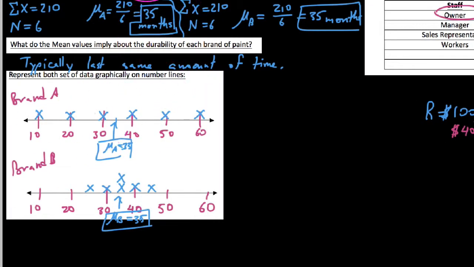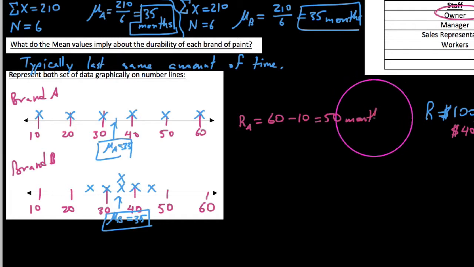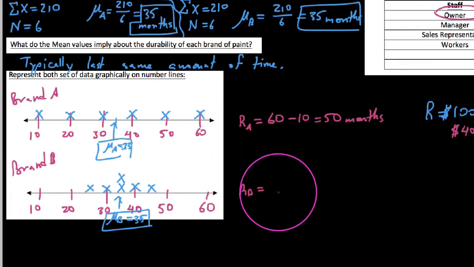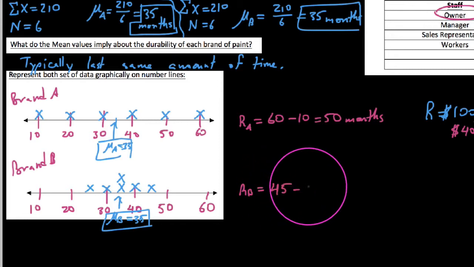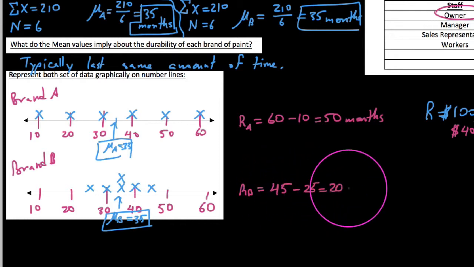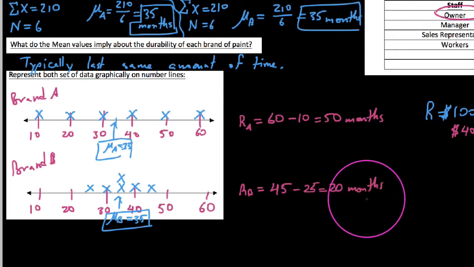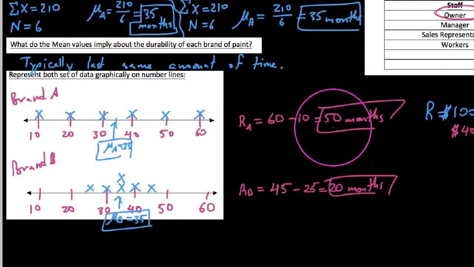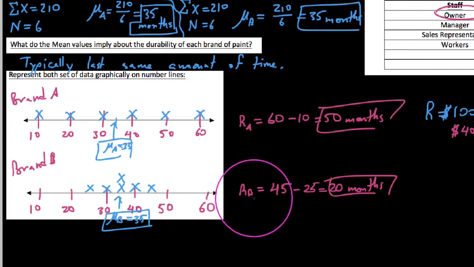So if we were to calculate the range for brand A, let's go ahead and do this here. The range for brand A would have been 60 minus 10, 50, and this is 50 months. We should always label this. And the range for brand B obviously is a lot more packed together. It would have been 45 minus 25, which is 20 months. And so instantly I can tell you the range for brand A is like two and a half times as wide as the range for brand B.